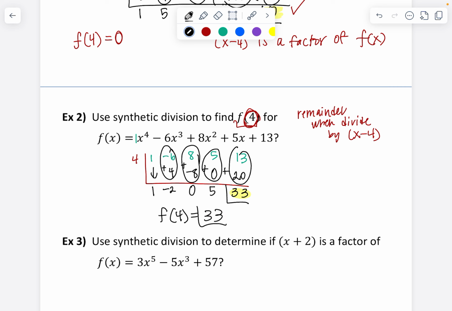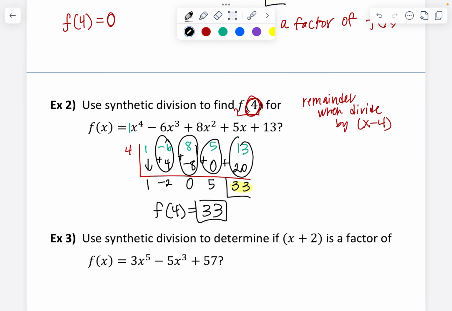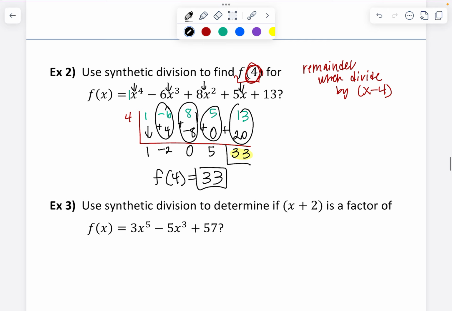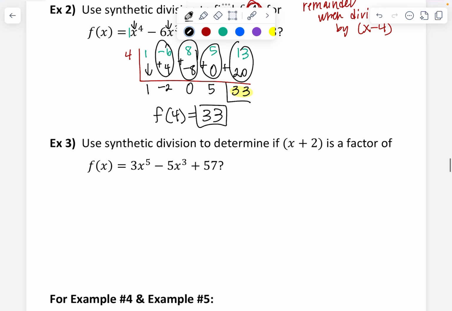You can type that into your calculator, but synthetic division is way easier than substituting 4 for all of these x's and then trying to number crunch all of that. Okay, so on example 3, we're back to determining whether or not x plus 2 is a factor. And so we're looking for remainder 0.